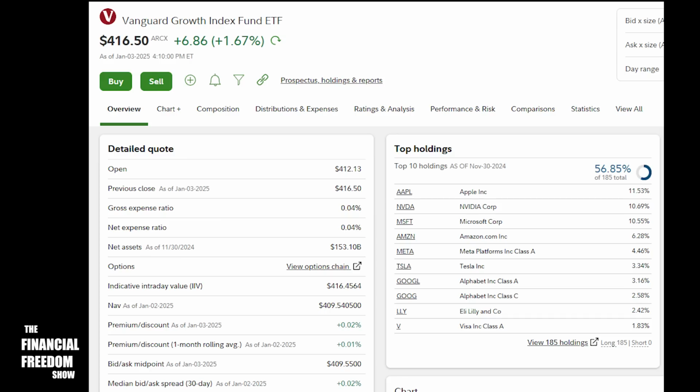VUG and SCHD represent two distinct paths to wealth building, each catering to specific investor needs. SCHD offers stability, income, and a focus on quality dividends, while VUG provides exposure to high growth companies and the potential for significant capital appreciation. Understanding the key differences is key to making informed decisions about your investment.